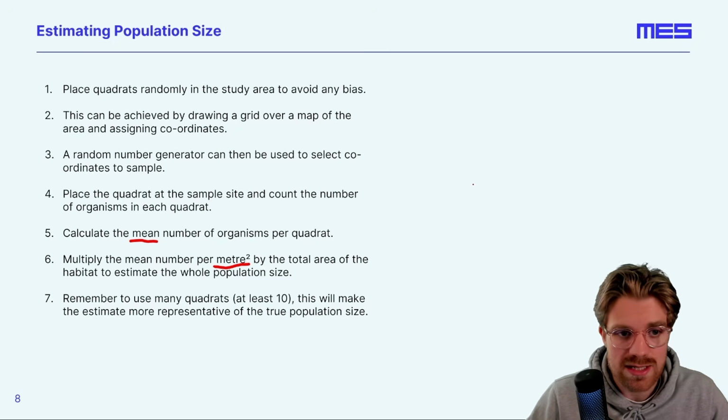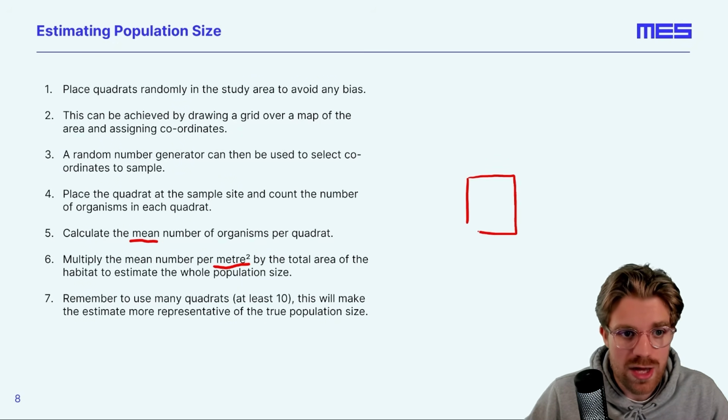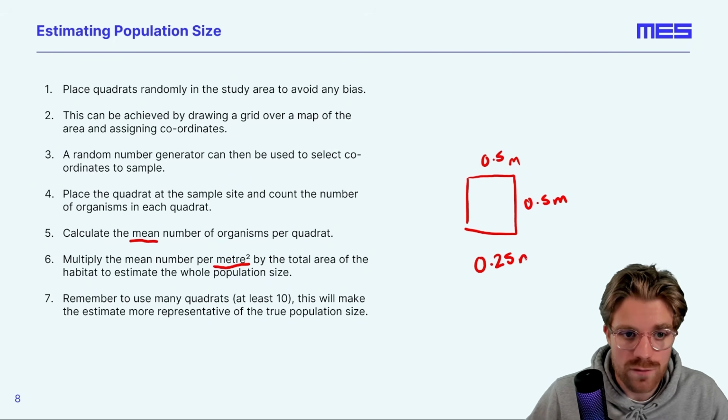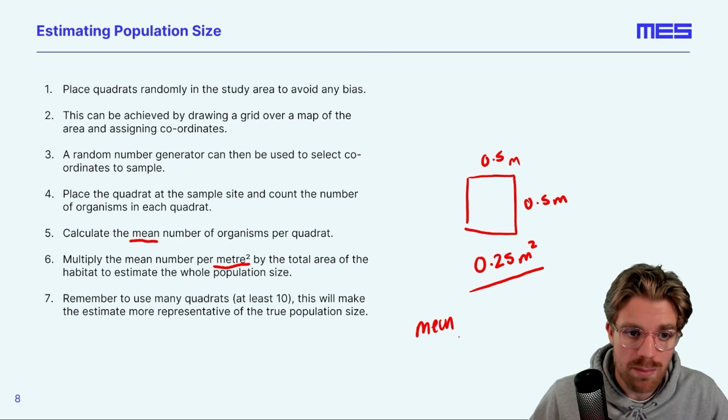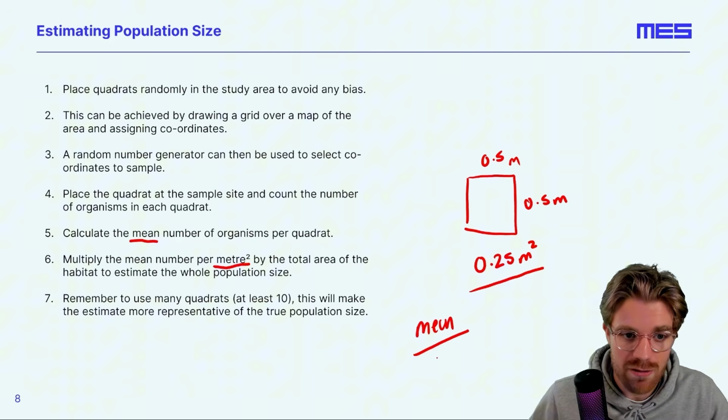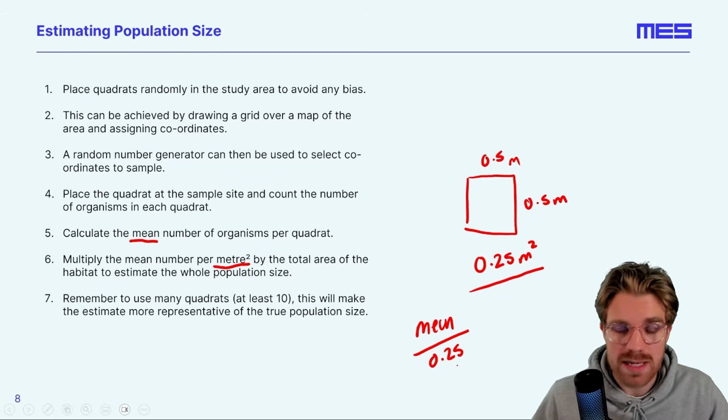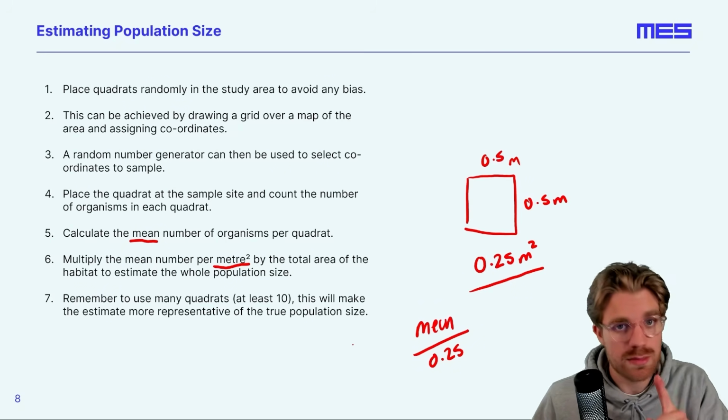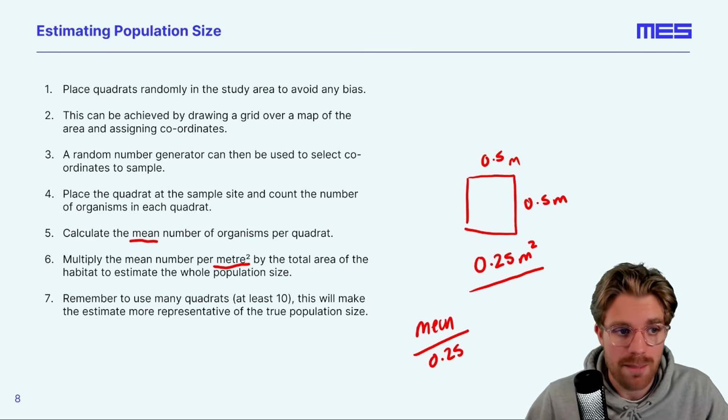Now there's an important thing to recognize here, that sometimes we might get a quadrat that is not 1 meter by 1 meter. Sometimes they might be half a meter by half a meter, in which case the area of this quadrat is 0.25 meters squared. And so to work out the mean number per meter squared, I would want to take my mean number per quadrat and divide it by the area of the quadrat. So dividing by 0.25. And this will give me my mean number per meter squared. That's an important thing to watch out for. Examiners like to trip people up with that.